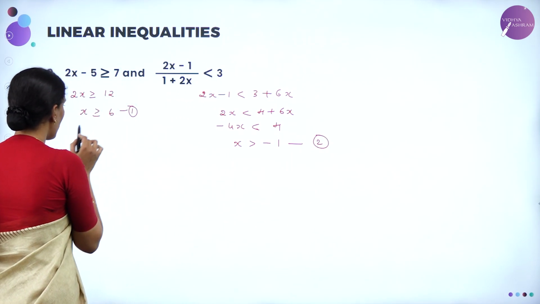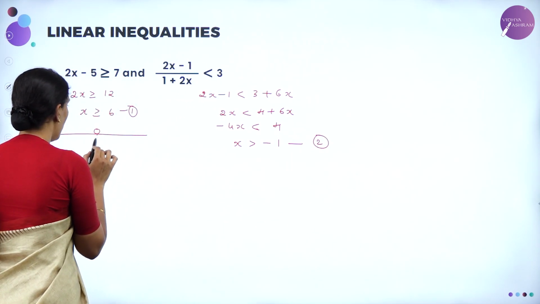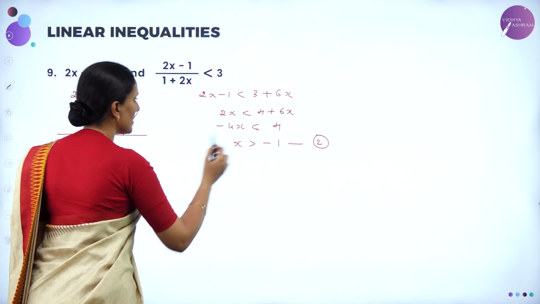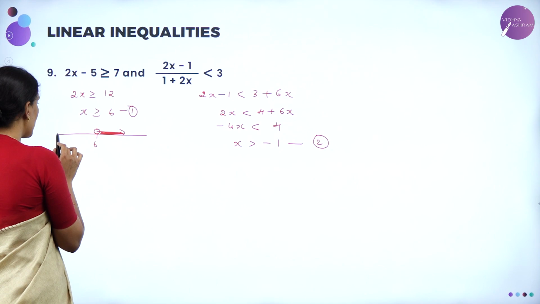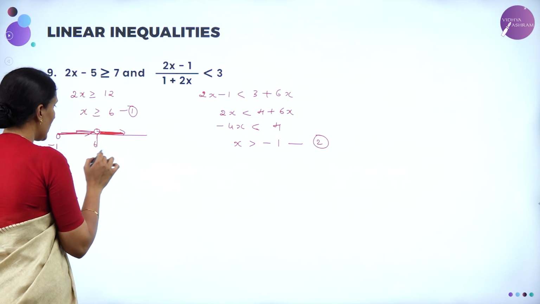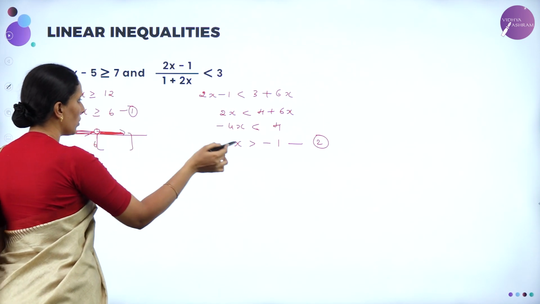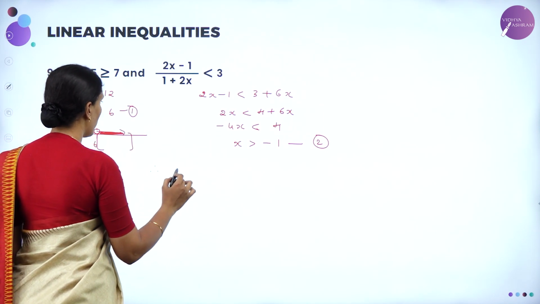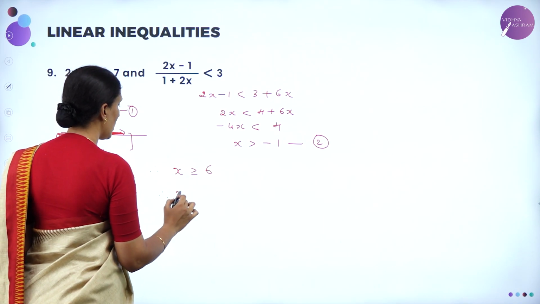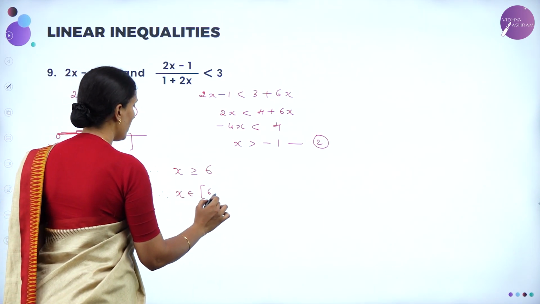If I represent this on the number line, it is a number which is greater than 6. And this is a number greater than minus 1. So it is somewhere here, greater than minus 1. So obviously, this region is common for both the linear inequalities. So therefore, the number must be greater than or equal to 6. So therefore, the solution set is 6 to infinity.